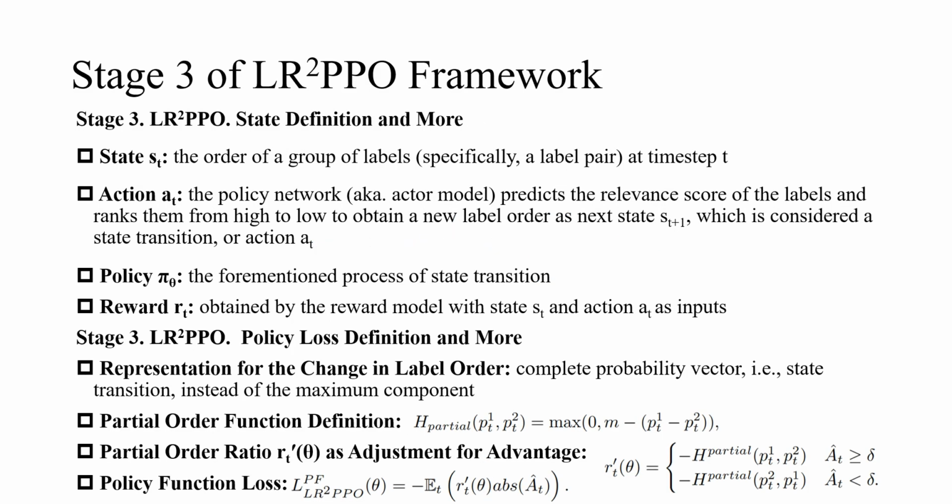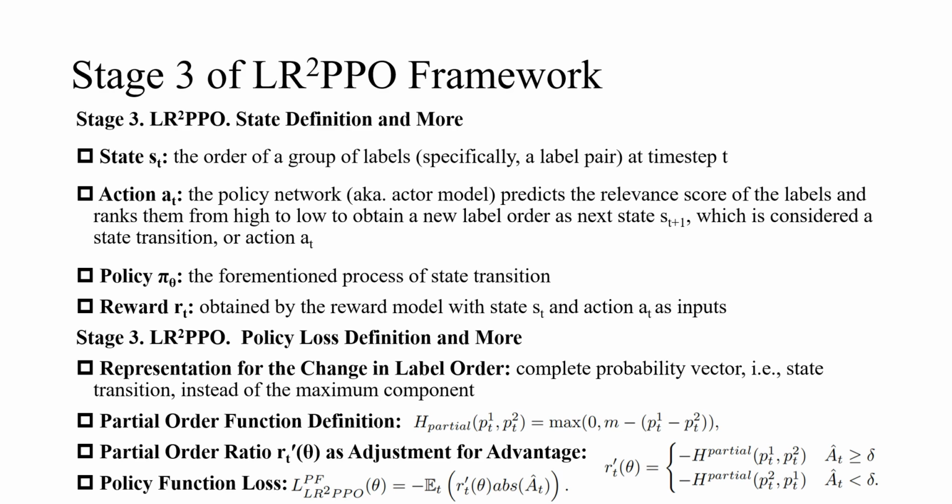Stage 3 refines the framework by redefining the state and policy loss. The state is represented by the order of a label pair at each time step, and the action is the policy network prediction of the relevance score, resulting in a new label order. Unlike typical PPO tasks, label relevance ranking requires considering the entire probability distribution of label orders.